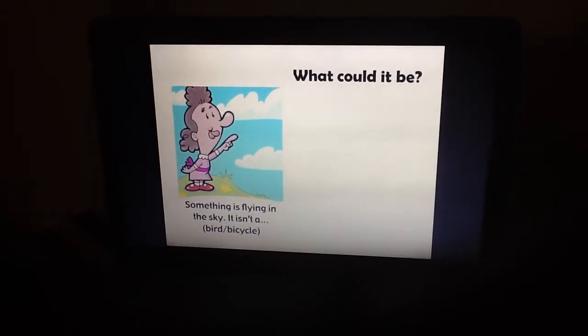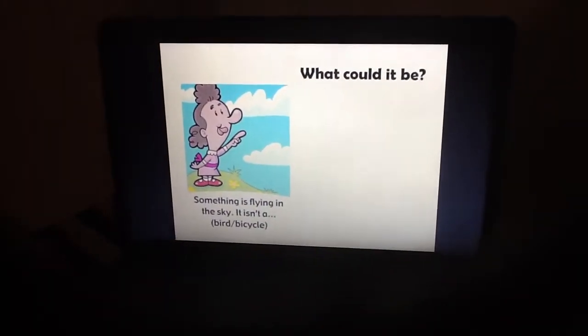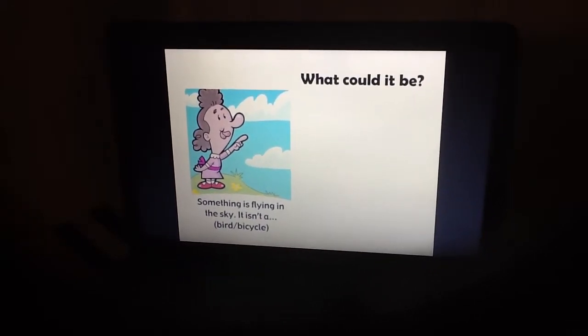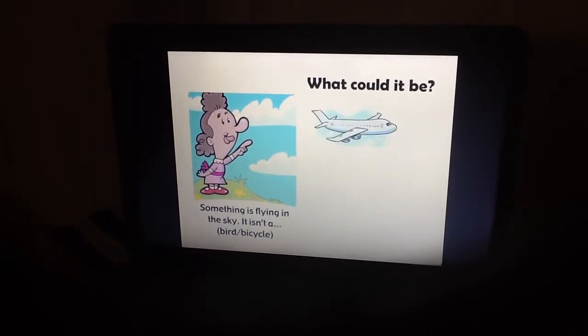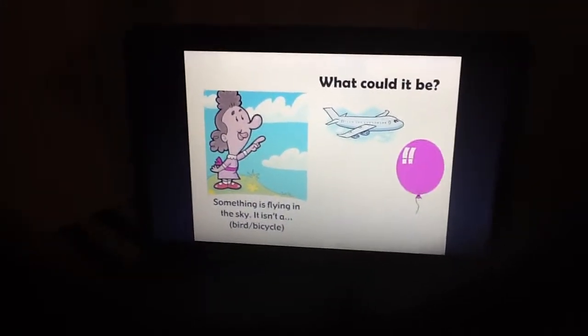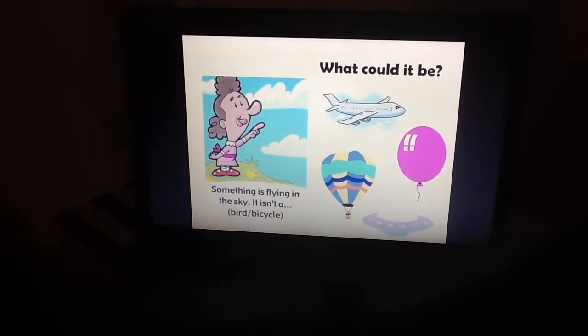The first one is the question. So you are going to make an inference, okay? What could it be? It says something is flying in the sky. It isn't a bird, a bicycle. We know that bicycles don't fly, right? So what could it be? What can you guess it could be? An airplane, a balloon, a hot air balloon, maybe a UFO, why not?